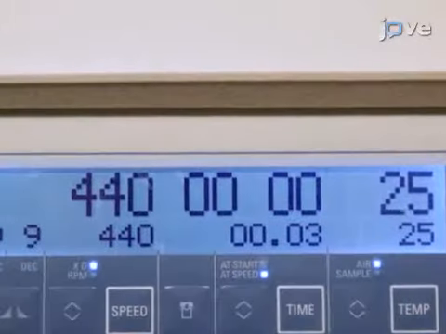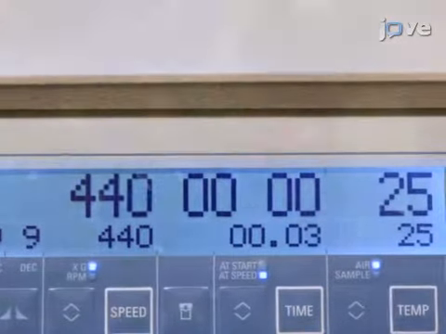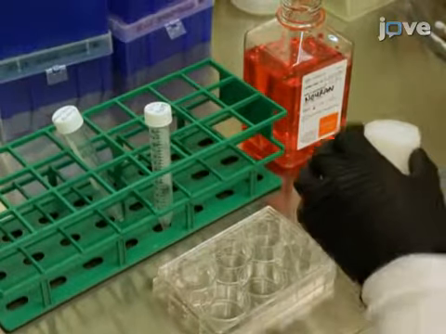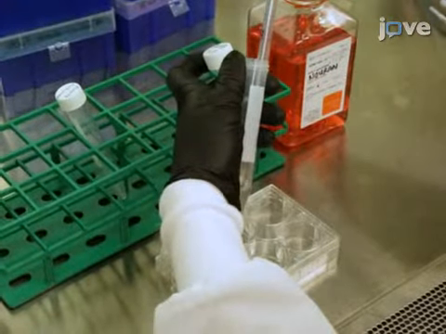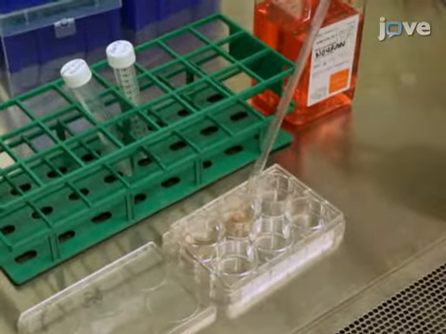After this, spin the cells down at 440 G for 3 minutes and resuspend in 5 milliliters of fresh warm media in a 6-well plate.